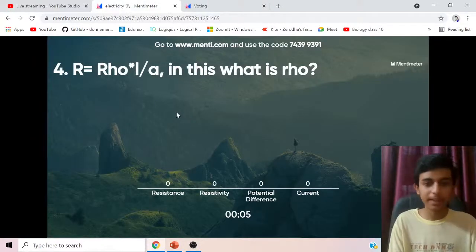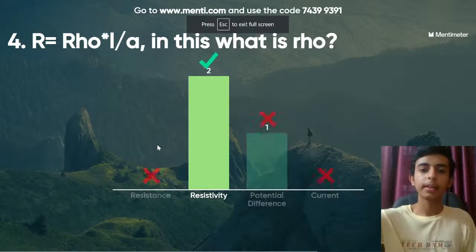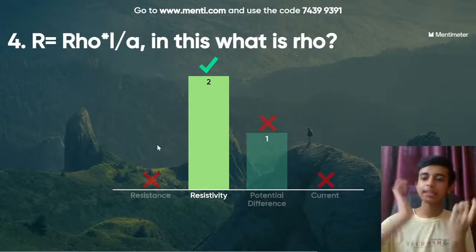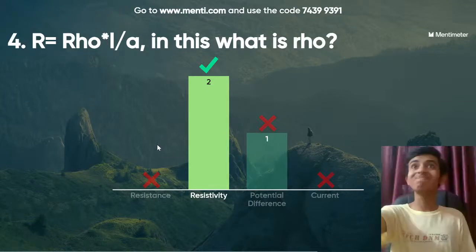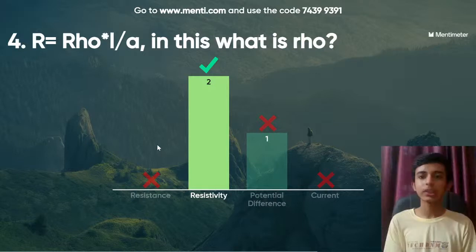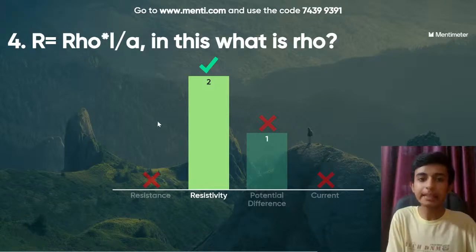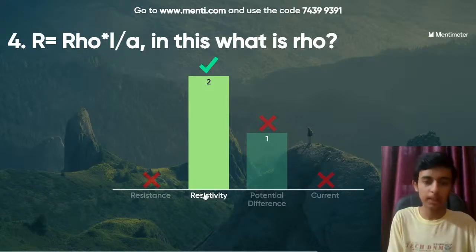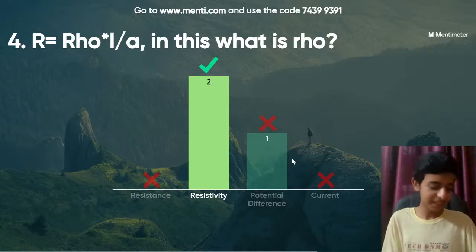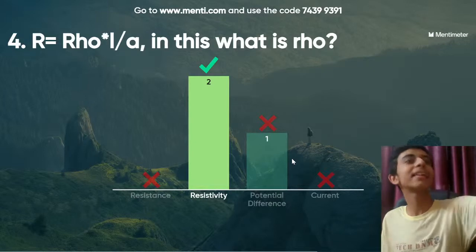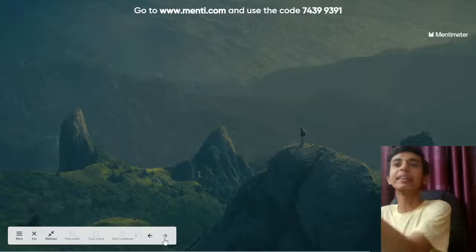Two people have answered it correctly. Actually, here rho means your resistivity, not your potential difference.